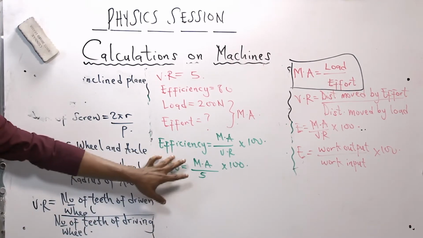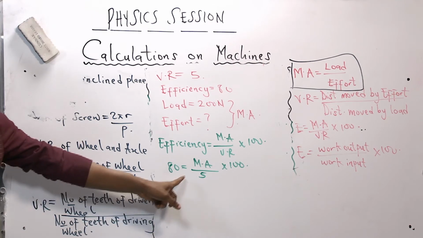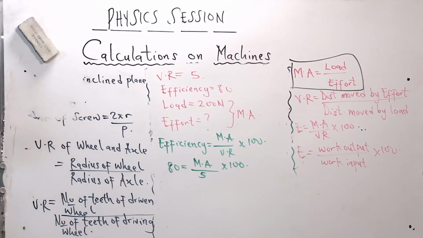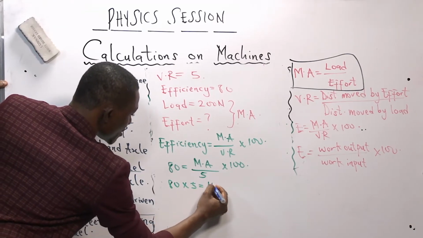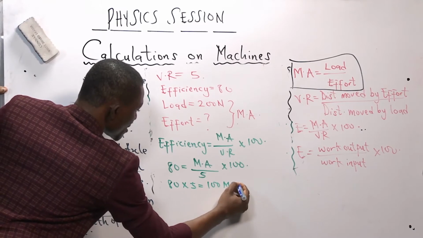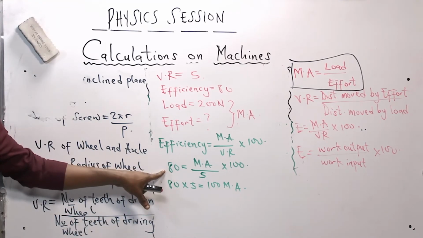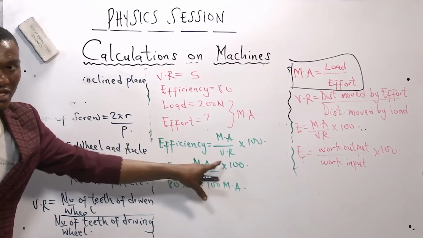So all I did from here is to input my variables, right? My efficiency was given as 80, and my velocity ratio was given as 5. So if I do the maths, I'm going to have something like 80 times 5 is equal to 100 MA. How did I get that? I cross-multiplied here. So I have 80 multiplied with 5 is equal to 100 times MA.